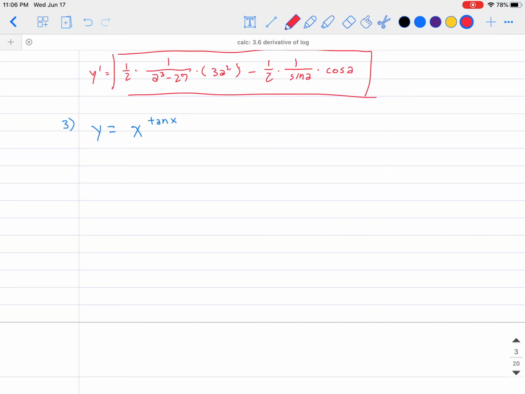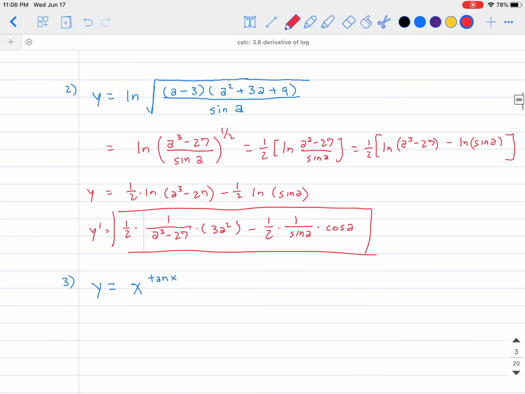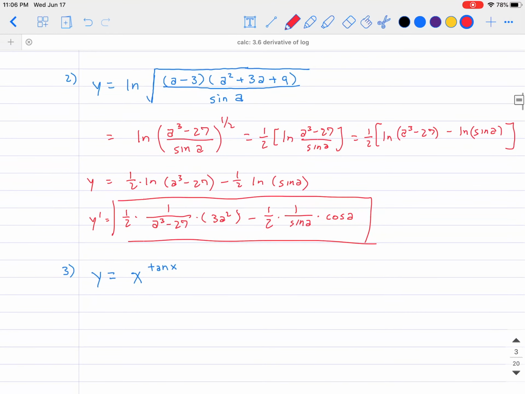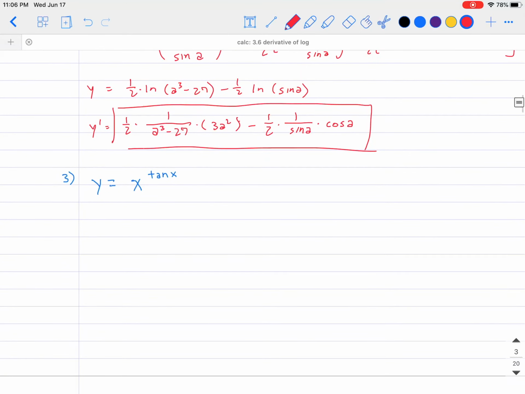So the trick is the same as number 2, the one example that we had previously. We want to use the properties of logarithms to help us out before we actually take the derivative. So if at any time you're stuck and you see a whole bunch of exponents where the base is a function and the exponent is a function, the best thing to do is just take the ln of both sides. So that's where we're going to start.